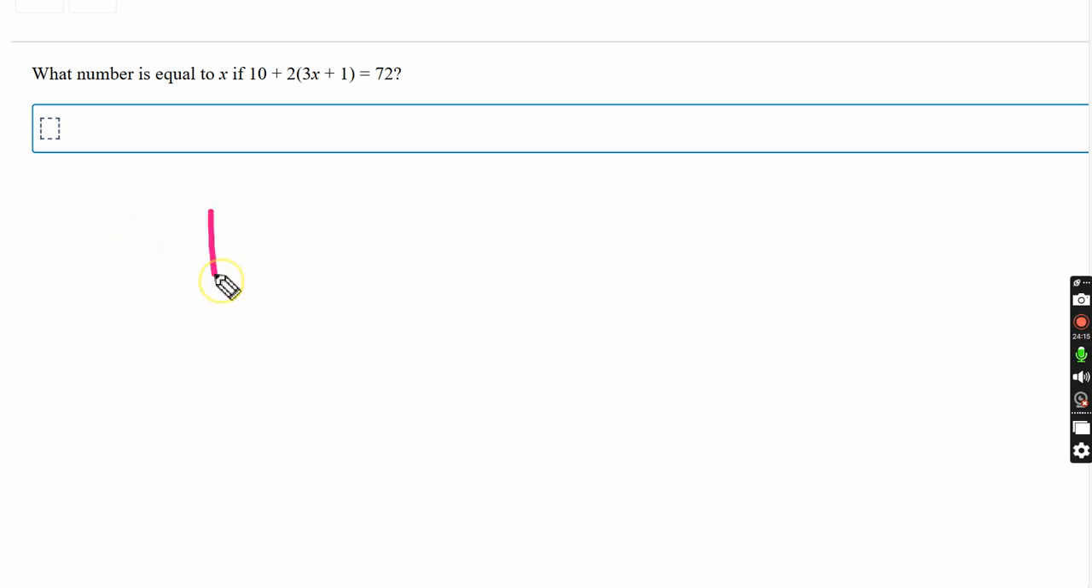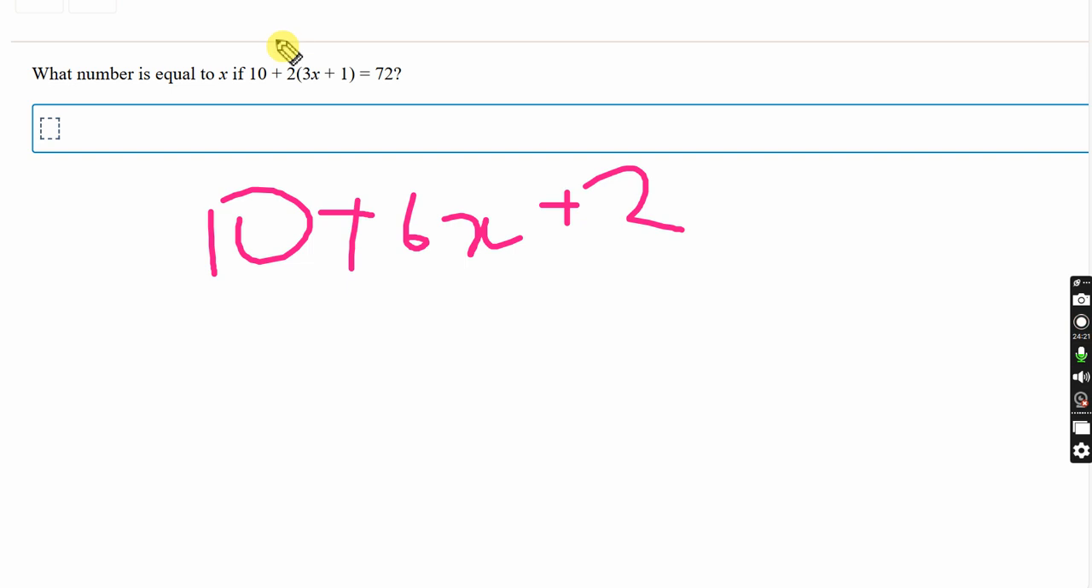So here again, you'll just do 10 plus 6x plus 2. You expand the 2 inside and then inside again. So you multiply 2 times 3x. They're both positive, so the answer will be positive. Just multiply 2 by 3. 6x, then 2 times 1 is 2, is equal to 72.